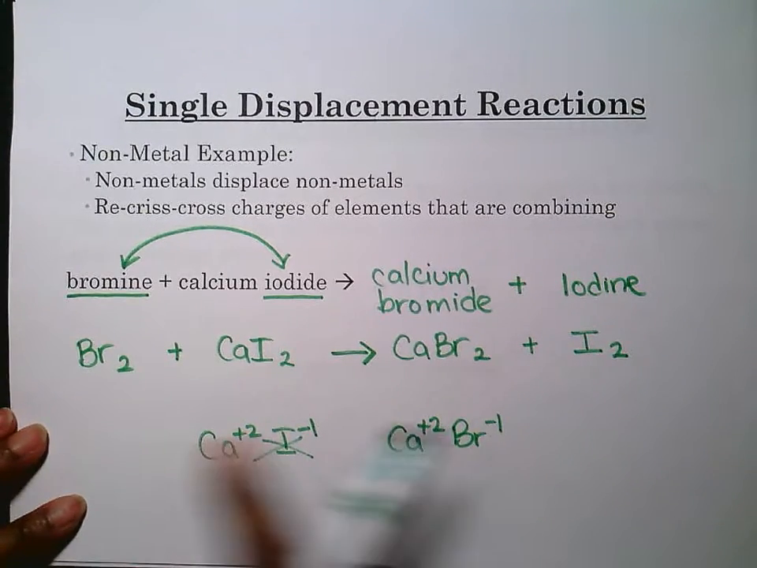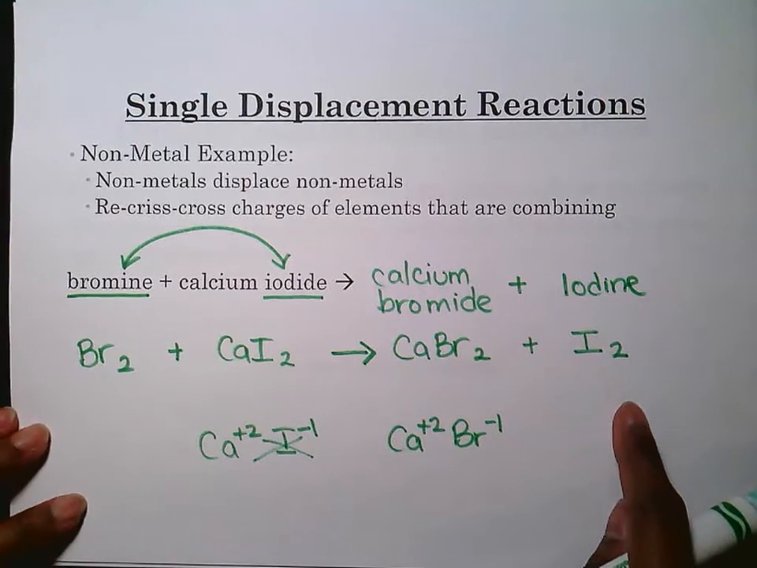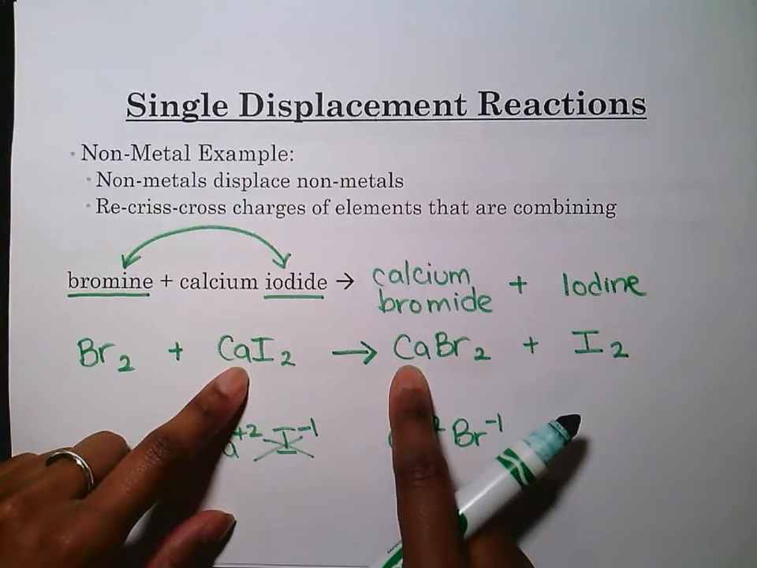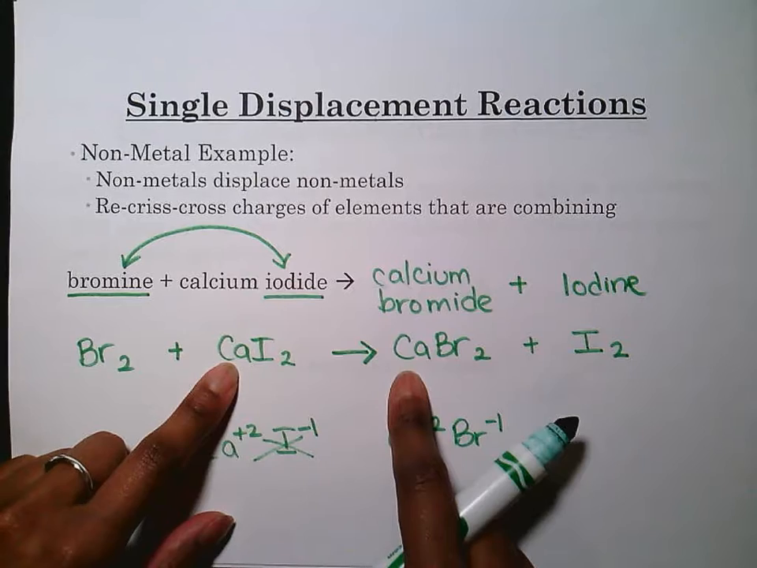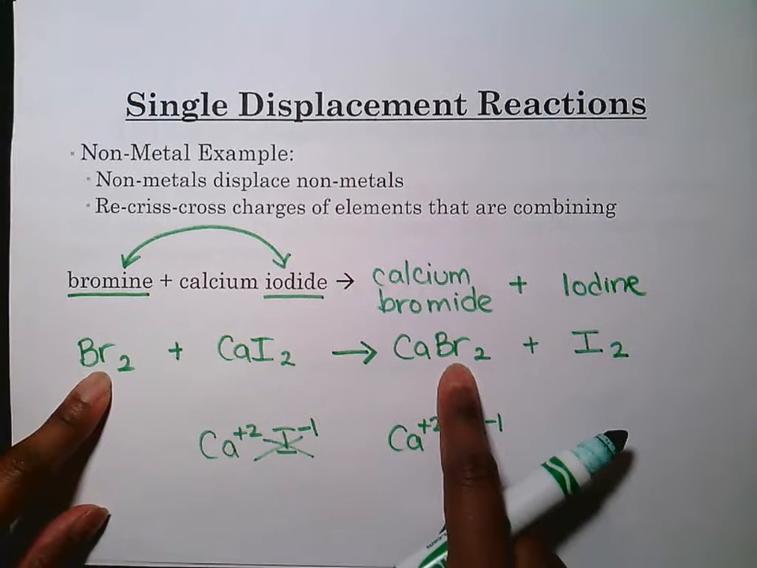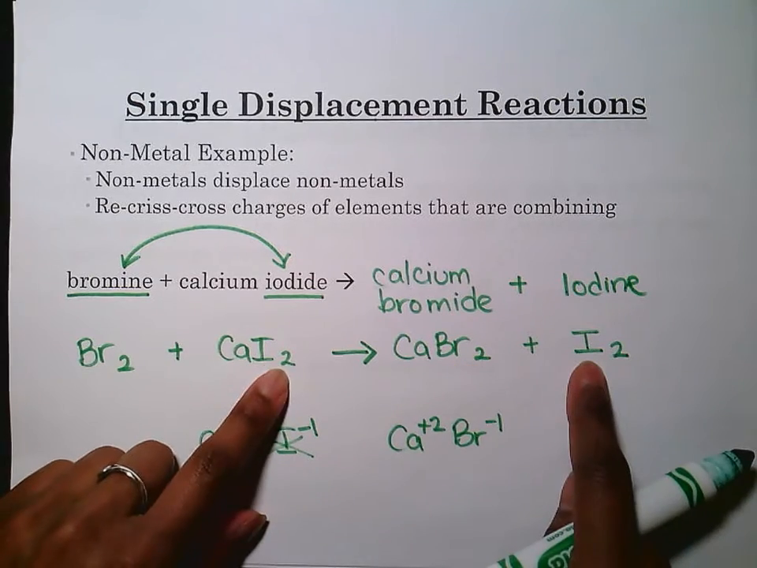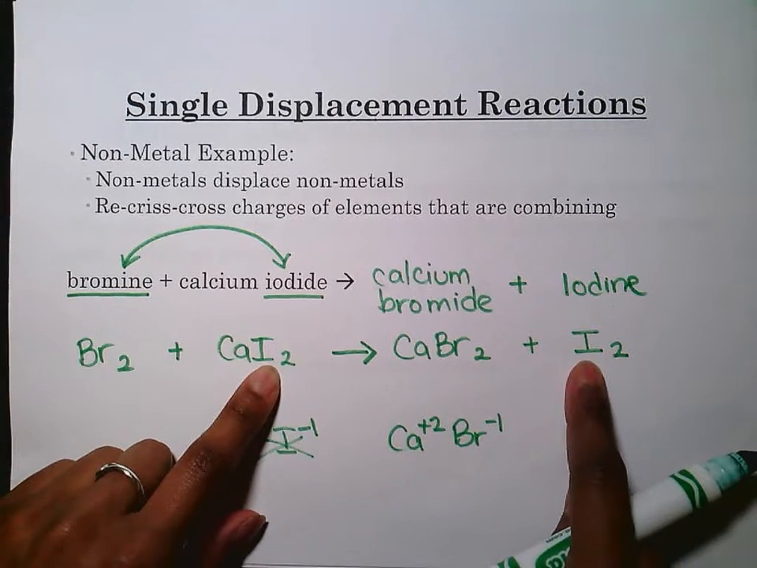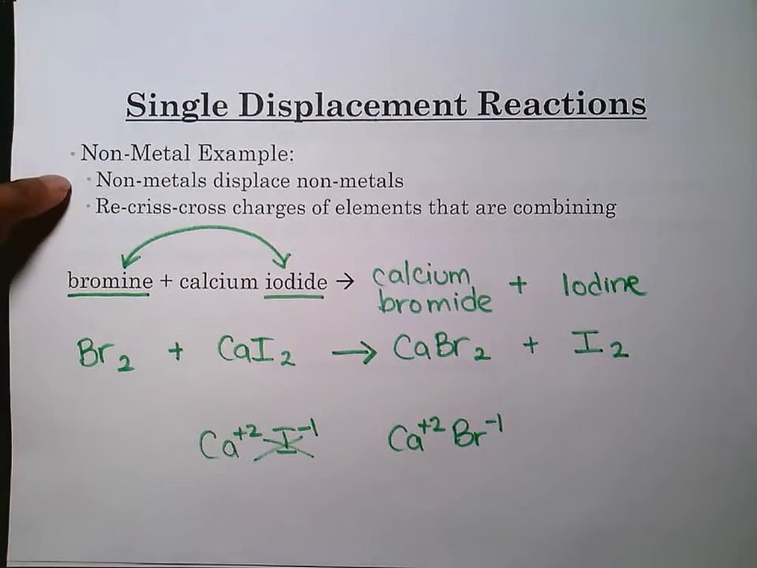Now I'm going to check to see that my equation is balanced. So starting with my metals, my calcium, I have 1 here and I have 1 here. My bromine, I have 2 here and I have 2 here. And lastly, my iodine, I have 2 here and I have 2 here. So my equation is balanced. And that's how you do a non-metal displacing a non-metal.